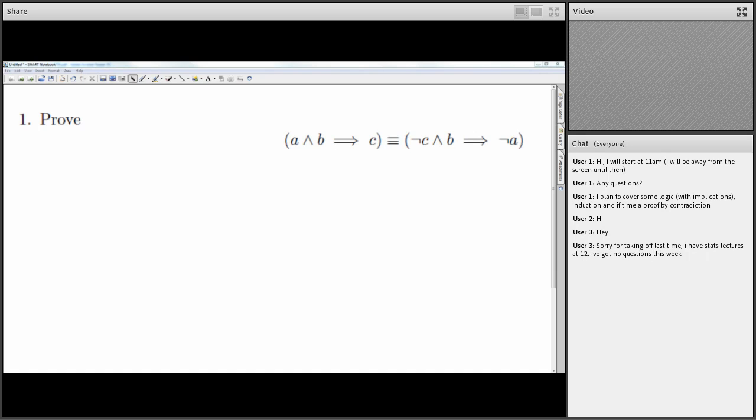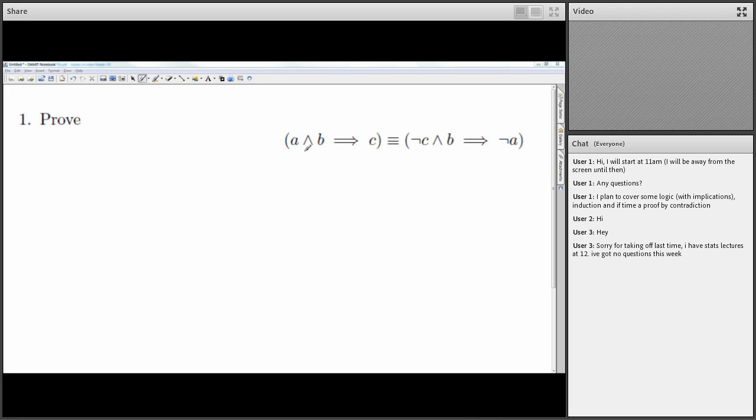But before I do that, I just want to cover some logic stuff. So you can see a question here. This is from the exercises I've got. This is what I do in tutorials. And it's trying to prove a logic equivalence.